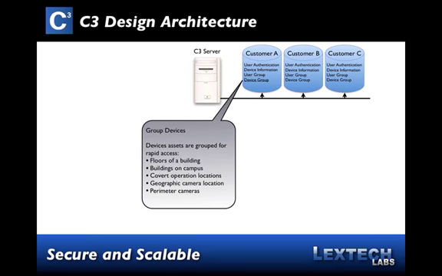Next, we can group devices together so that devices are logically assigned to one another, so that maybe floors of a building are ways to group cameras, maybe based on the different buildings on a college campus, or maybe based on different covert operation locations, so that each covert operation has their own way of grouping the cameras together. All of this leads to very rapid access to smaller groups of cameras in a large camera environment. Geographic camera locations, or maybe perimeter cameras, are further examples of ways to group devices together.